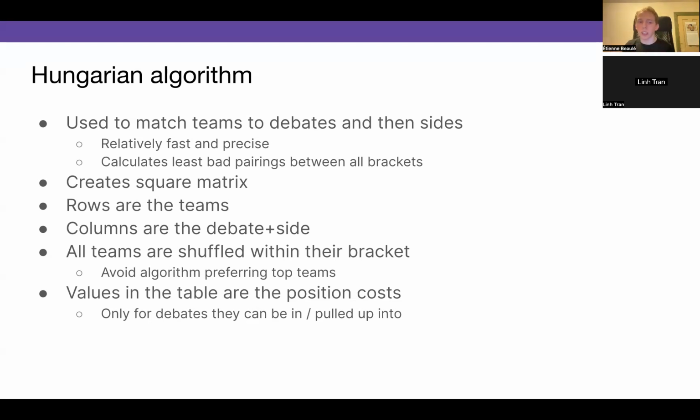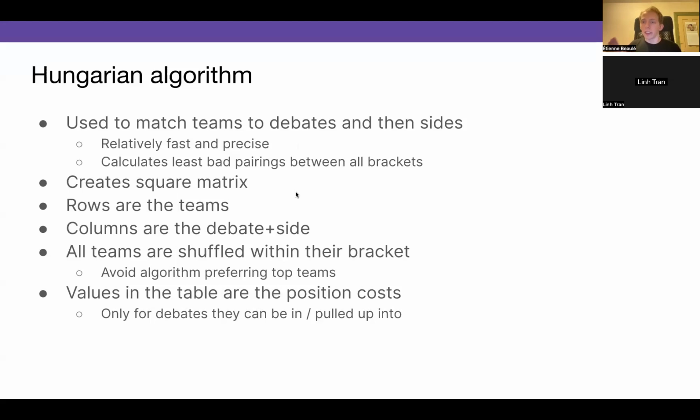but this is more precise. And the complexity isn't really that bad. So even if it's 400 teams, it's still quite fast to calculate it all. And this gives us the guarantee that we get the least bad pairings across the entire draw.